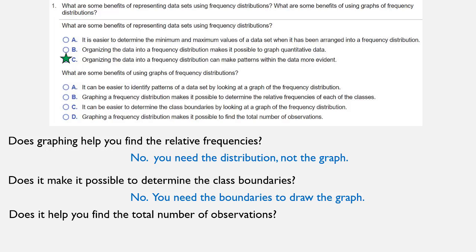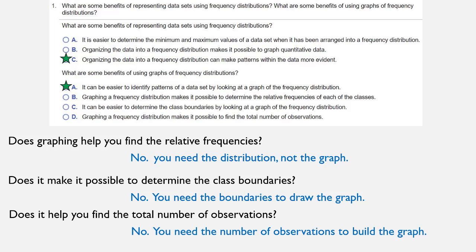Does it help you find the total number of observations? And the answer is no. You need the total number of observations to build the graph. So that means that our answer here is going to be A. It can be easier to identify patterns of a dataset by looking at a graph of the frequency distribution. And that's your answer.